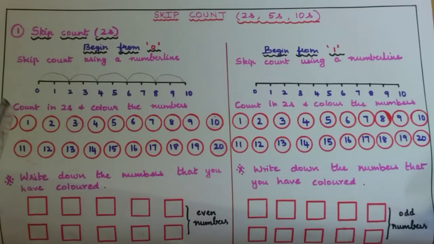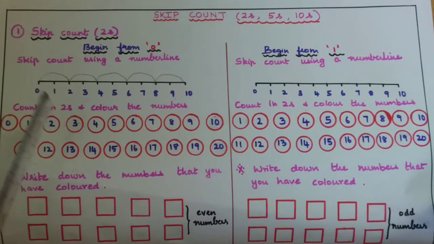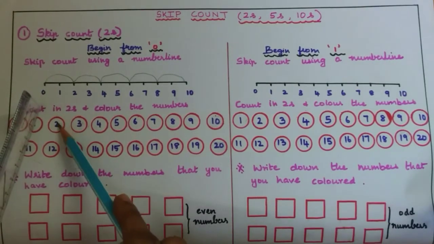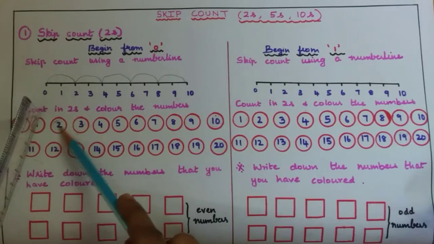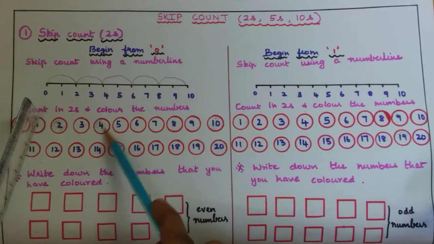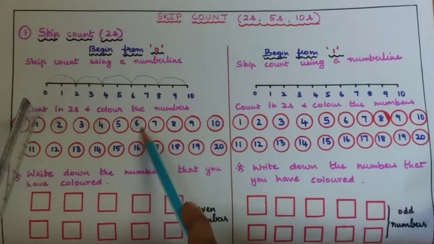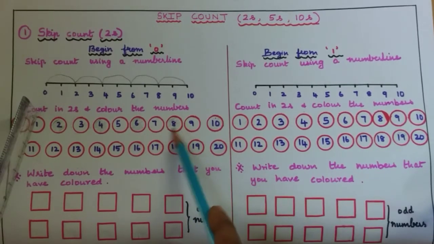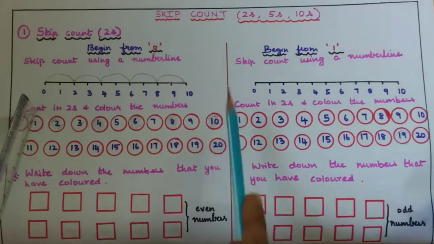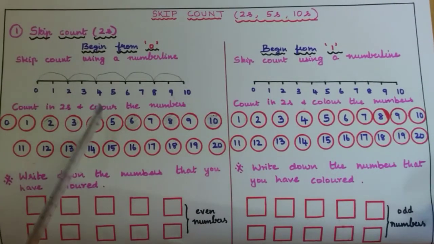Once the kids are familiar with this, then ask them to count in twos and color the numbers. So when the child starts from 0, they will have to leave 1 and then shade 2. Once they do that, then they have to leave 3 and shade 4. Then leave a number in between and land on the second number, which is 6. Then leave 7, shade 8, leave 9, shade 10, and they need to proceed with the same procedure till 20.